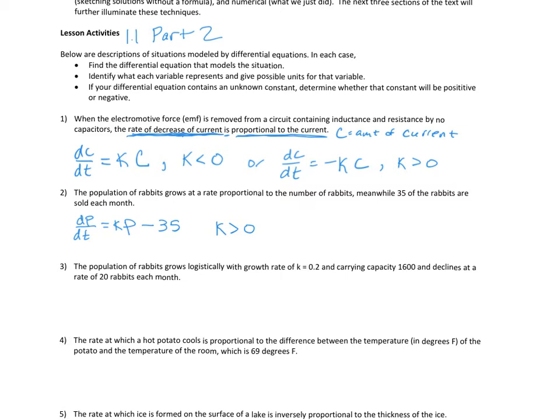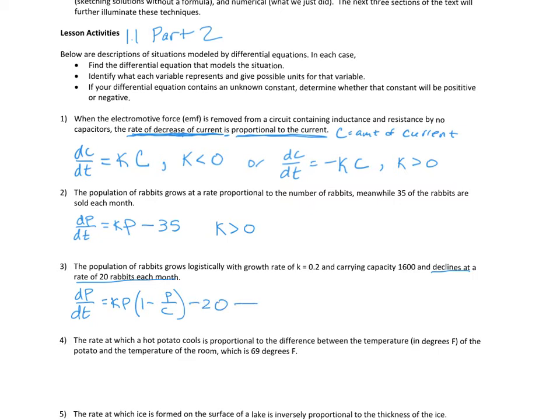Okay, the population of rabbits grows logistically with growth rate of k equals 0.2 and carrying capacity 1600 and declines at a rate of 20 rabbits per month. So the logistic model, if you remember, it says dP/dt. It's the Malthusian model when the population is small, so it's going to be k times P. And then there's this other factor for when the population gets larger, 1 minus the population over the carrying capacity. So I'm just going to plug into this Malthusian model, although I should adjust it for this. And then it declines at a rate of 20 rabbits per month, so minus an additional 20.